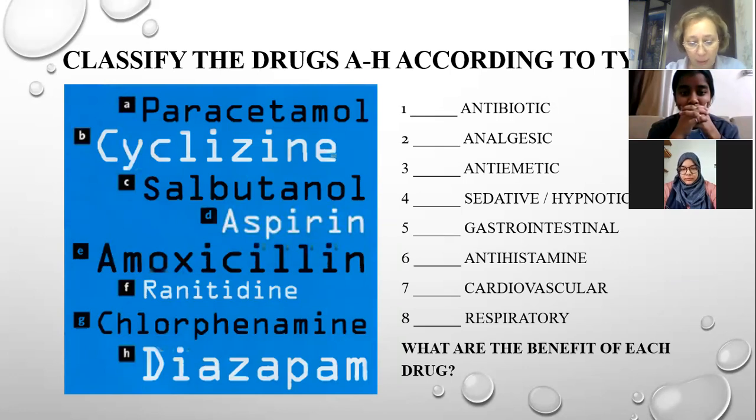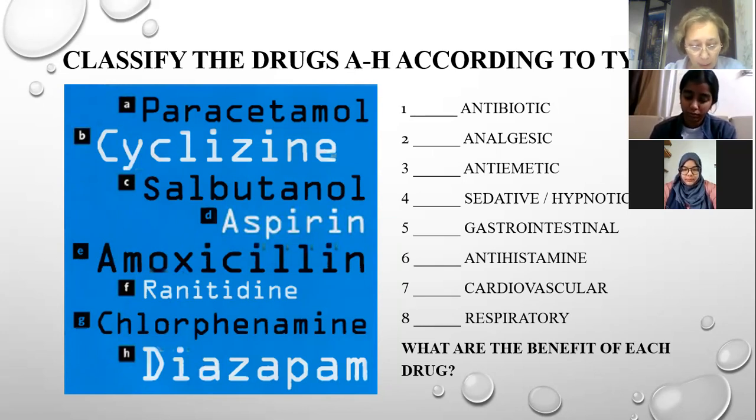So the drugs here are paracetamol, cyclizine, salbutamol, aspirin, enoxaparin, then ranitidine, chlorpheniramine, and diazepam. So here are the names of the drugs. They are not very easy for me to pronounce, and we should decide which type of drug they belong to.